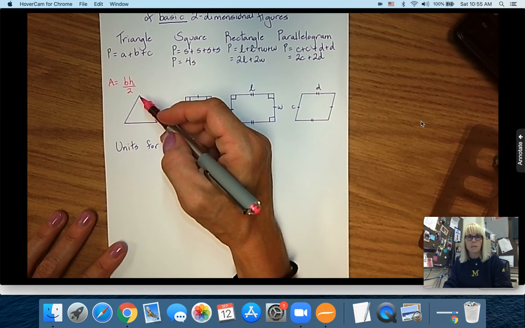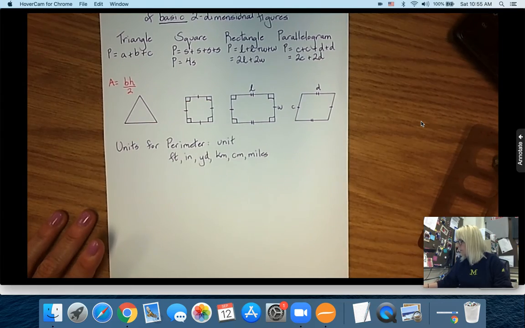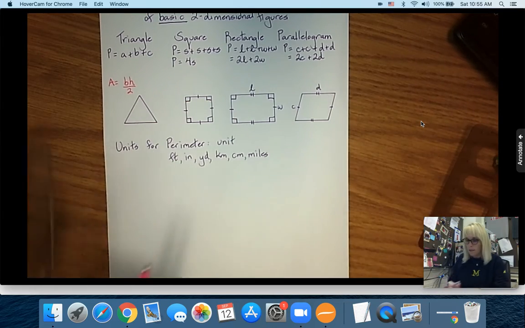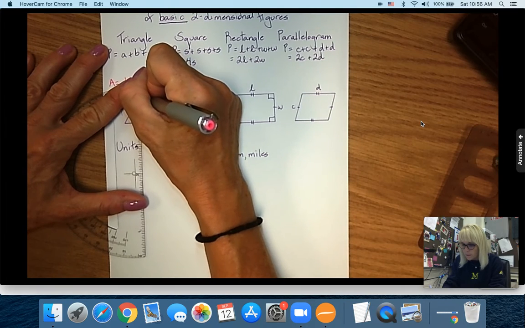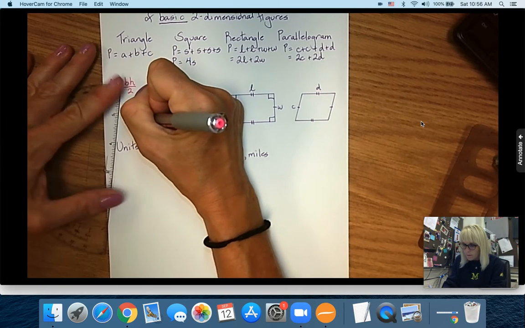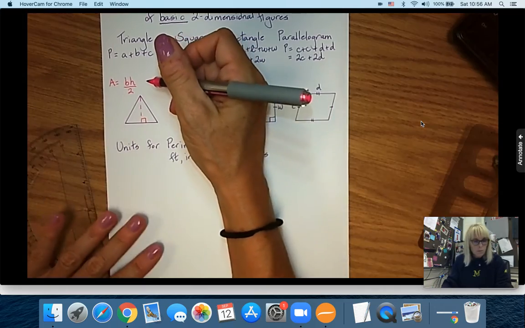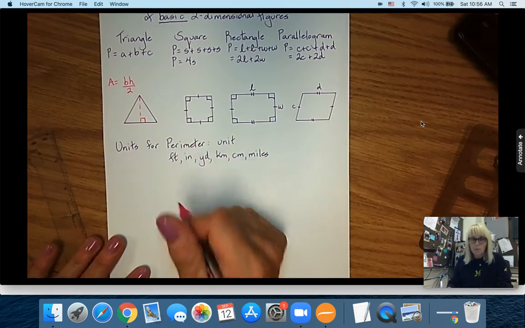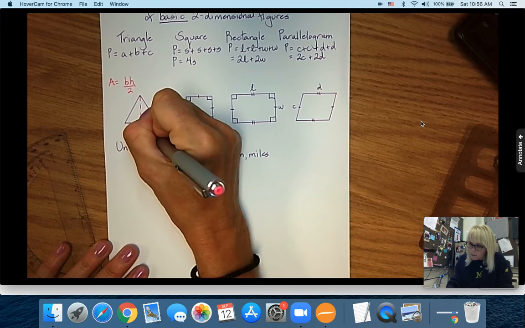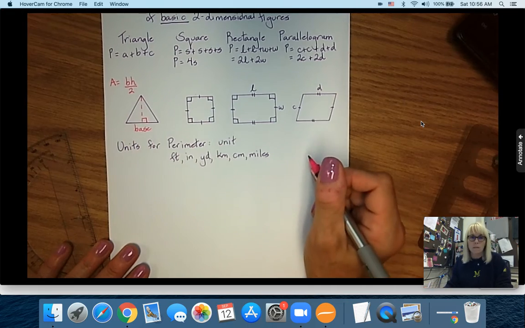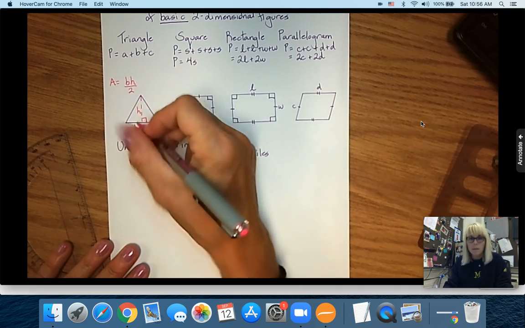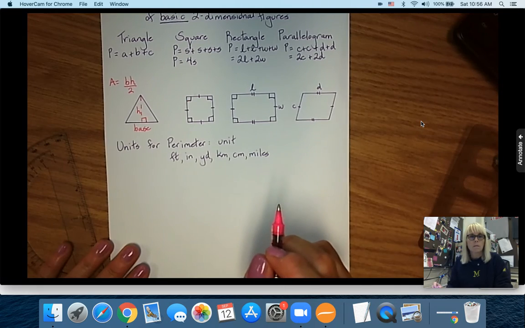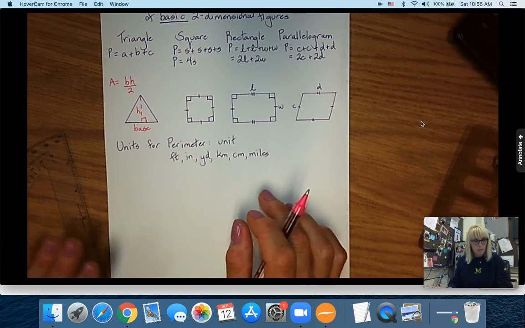Okay, what is a base? What is a height? Well, height is the trickiest part. Height forms a right angle with the base. Okay, so I guess the question would be, how do you know which side is the base? Well, the base is the side that forms a right angle with the height. So here's your height, here's your base. Okay, we'll do examples on this in a minute.